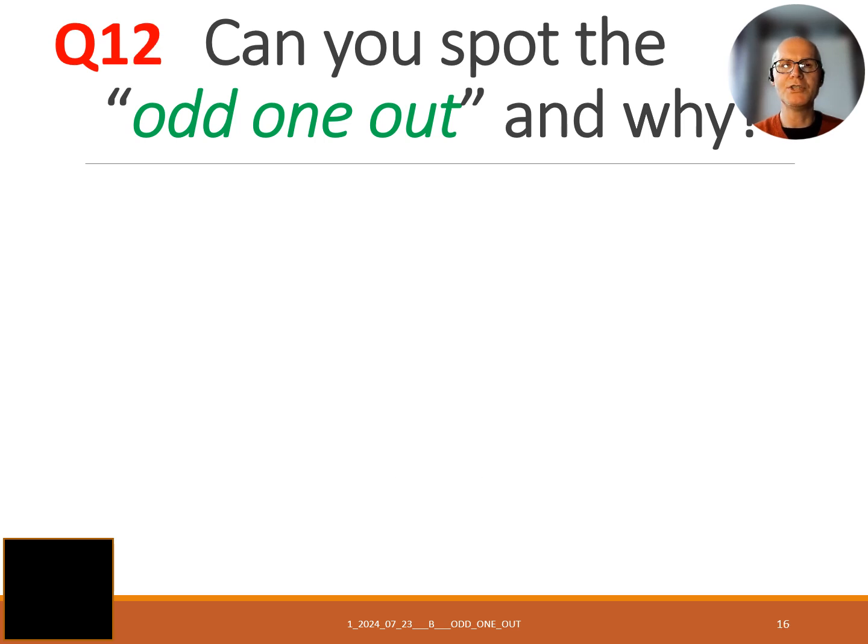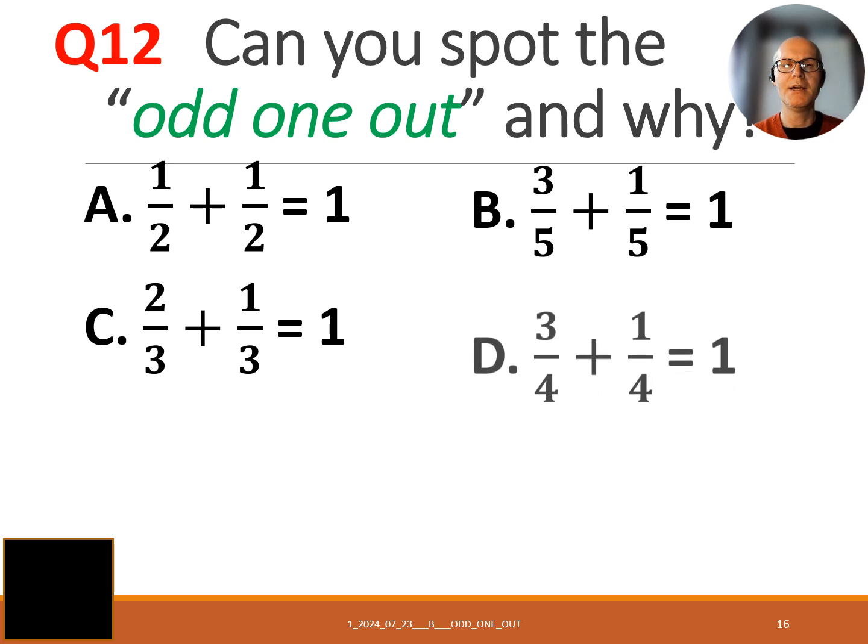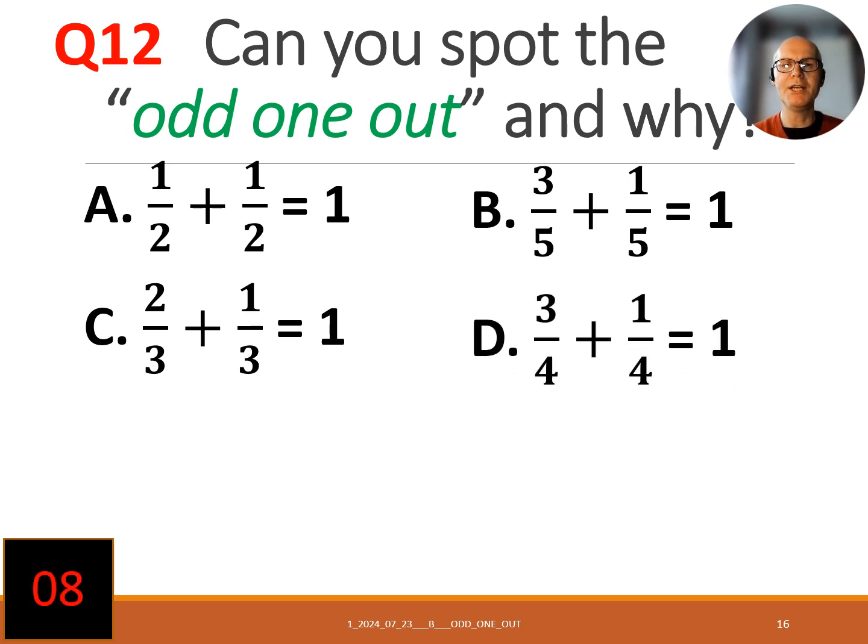Next question, question 12. A. A half plus a half equals 1. B. 3/5 plus 1/5 equals 1. C. 2/3 plus 1/3 equals 1. Or D. 3/4 plus 1/4 equals 1. What's the odd one out and why?